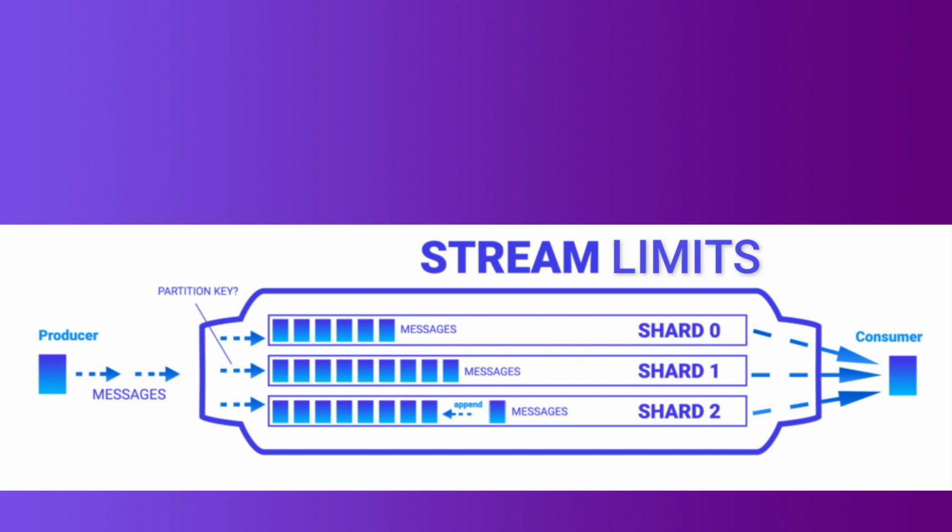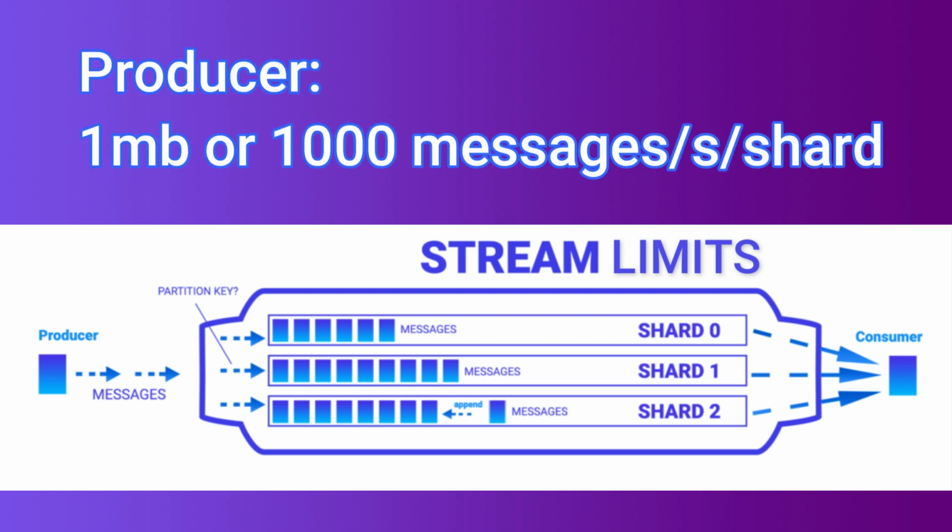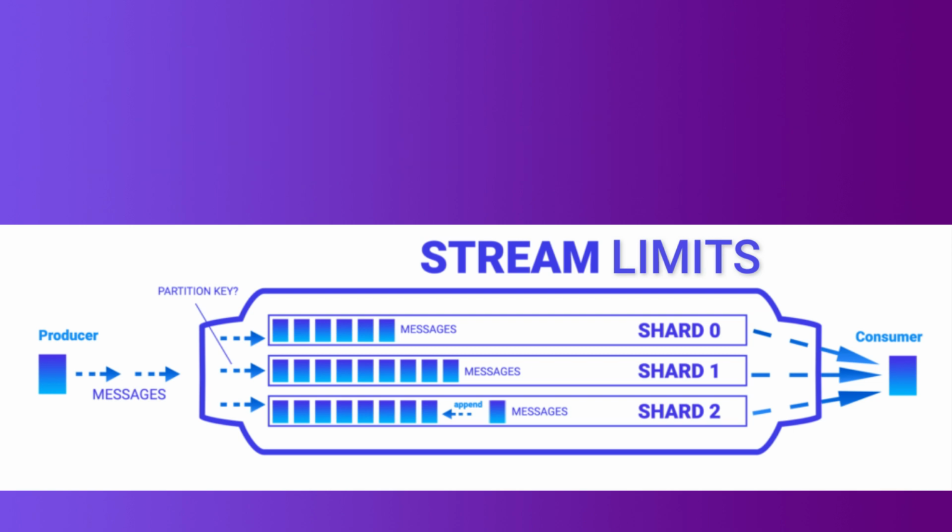There are some limits that are there, like for producer, 1 MB or 1000 messages per second at write per shard is available. Provisioned throughput exception will be sent otherwise.